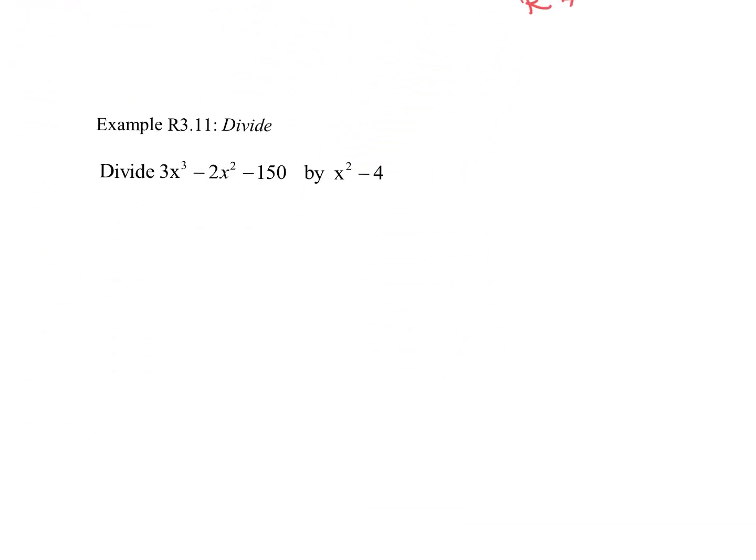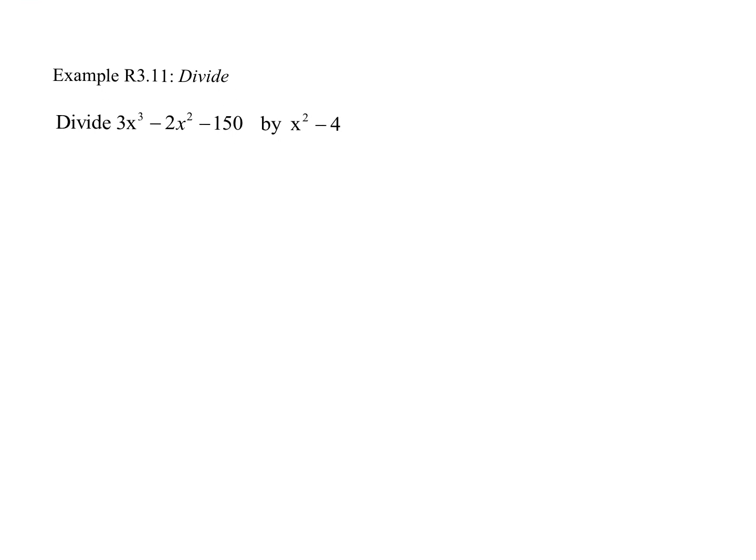Try one more time. So before I set this up, I'm just going to check. Are they in order? 3, 2, uh-oh, I'm missing one here. I'm missing just the x term. And then here, x squared, but I'm missing the x term here as well. So let me rewrite the problem before I even do any math. This is really 3x to the third minus 2x squared plus 0x minus 150.